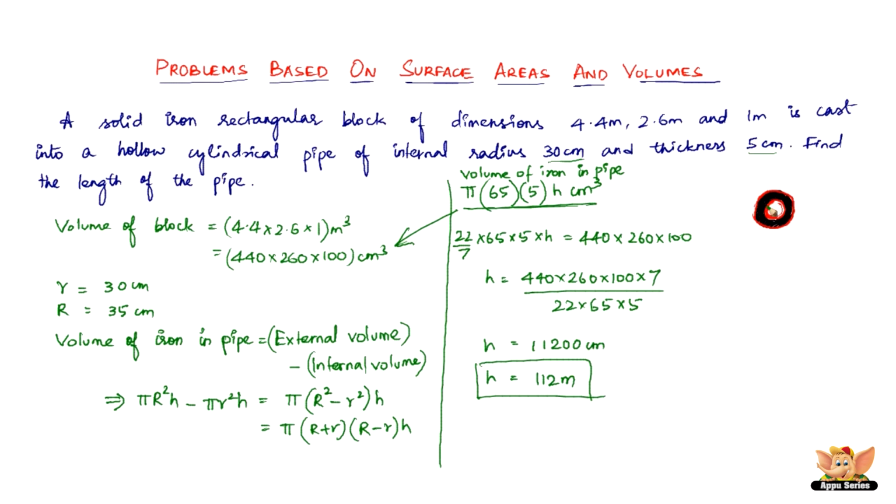So the height of the hollow cylindrical pipe, whose internal radius is 30 centimeters and external radius is 35 centimeters, is going to be 112 meters. This is the length of the hollow cylindrical pipe you can make out of a solid iron rectangular block whose volume is so much. We don't have to calculate this because it's going to be easier for us to simplify later, so just keep it as it is. If you wondered why I just kept this, well, it is for this. It makes the job so much easier to simplify this.